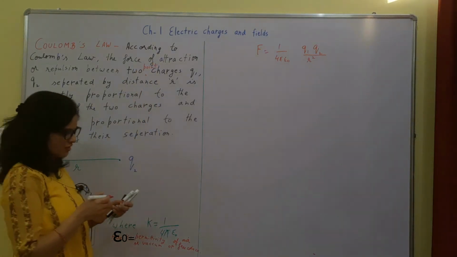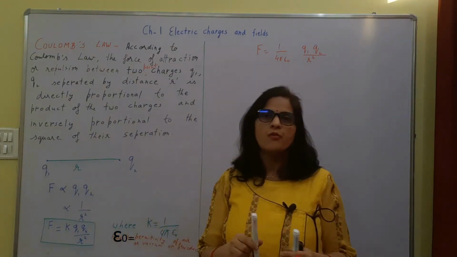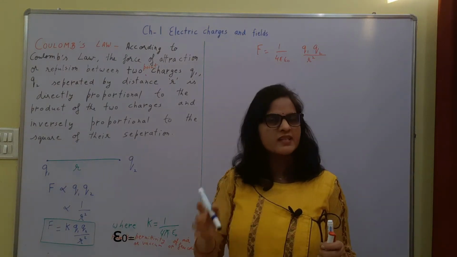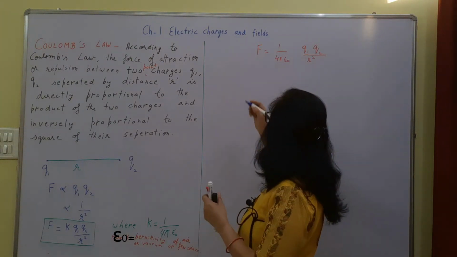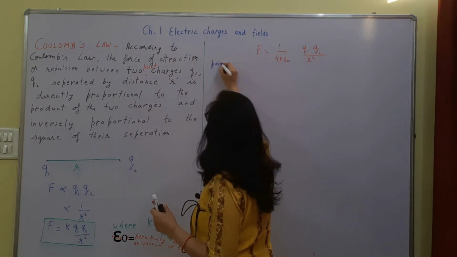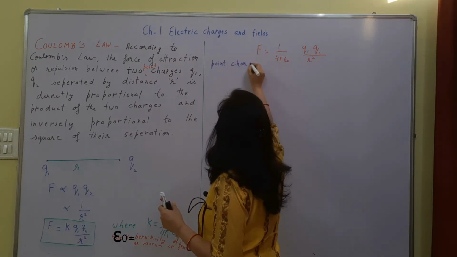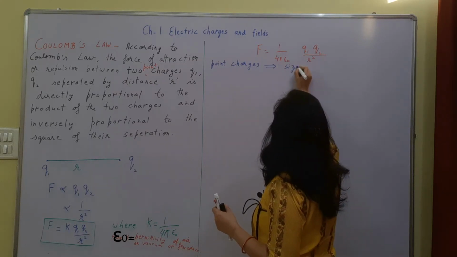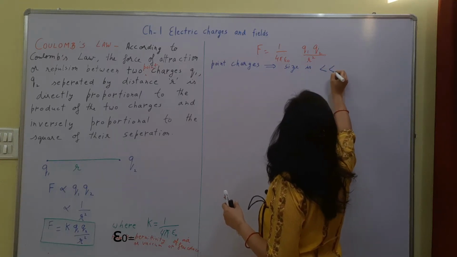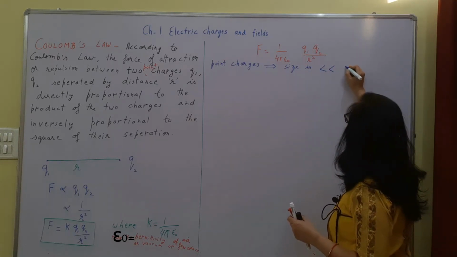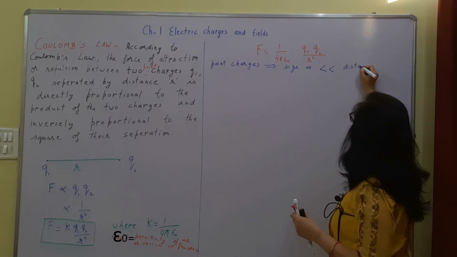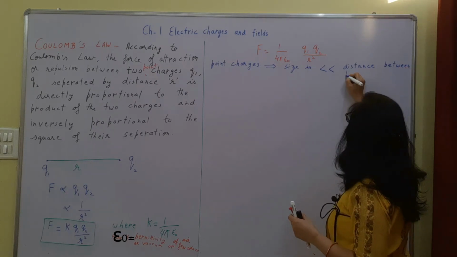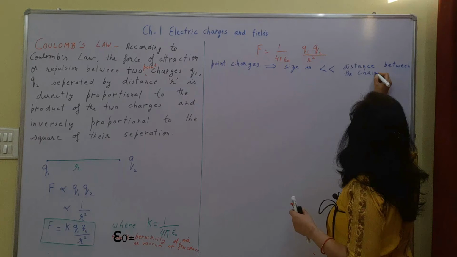So what are point charges? Point charges are the charges where the size of the charges is very small as compared to the separation between the charges. I am just mentioning it for your reference. Size is very small as compared to the distance between the charges.